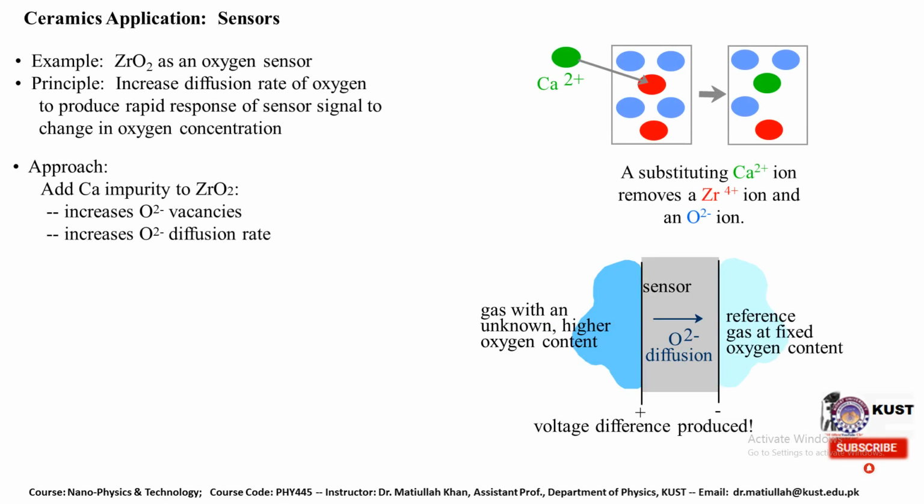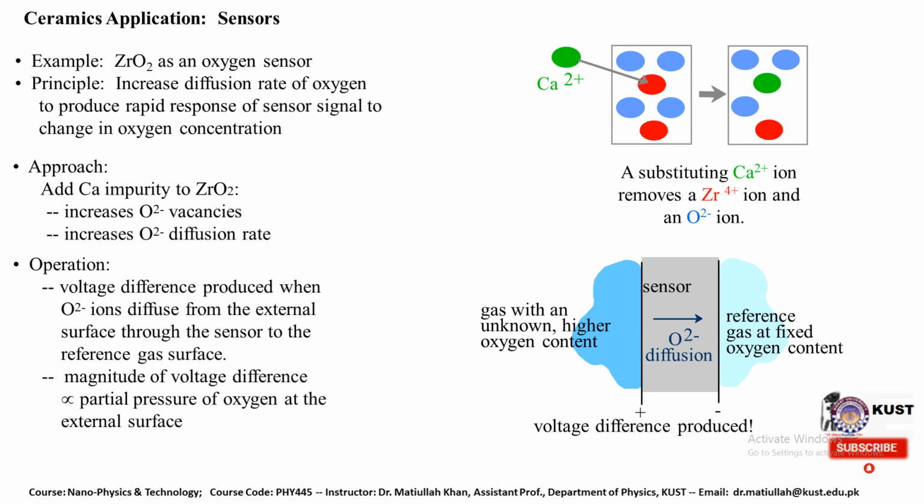We have some other applications of ceramics, especially in sensors. That is actually a part of advanced ceramics that has advanced applications. Examples include zirconium dioxide, ZrO2, as an oxygen sensor, and in this case there is an increased diffusion rate of oxygen to produce a rapid response of the sensor signal to a change in oxygen concentration. And we have another approach: the addition of Ca impurity to ZrO2 changes the properties, and it increases the oxygen vacancies, leading to an increase in the oxygen diffusion rate.